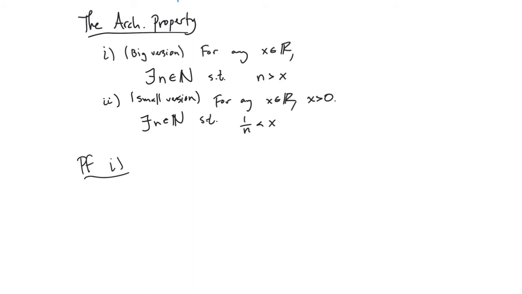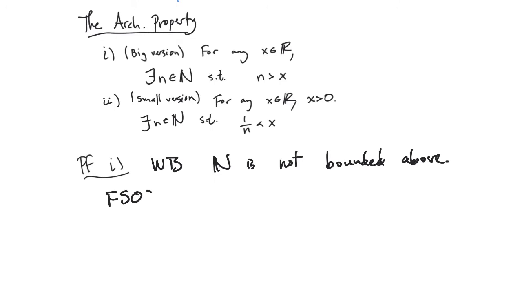So for the first one, I want to show that N is not bounded above. That's what this statement says. It says no matter how big your real number is, that real number cannot be an upper bound for all the naturals. There's always some natural that's bigger. All right. So we want to show that the natural numbers is not bounded above. We do this by contradiction. So I'm going to say, for the sake of obtaining a contradiction, assume that N is bounded above.